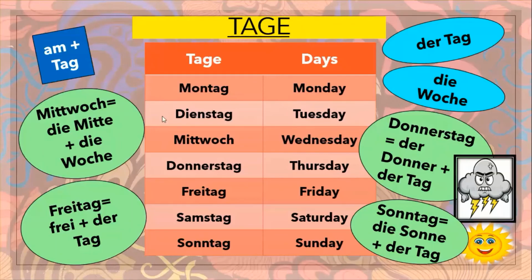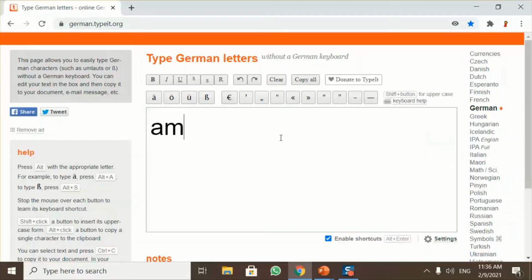And just quickly note that am is actually the short form of the German preposition an combined with the definite article dem. So an combined with dem is shortened in the German language to am. Now an is the actual preposition which means on in this context of the days of the week, but an can have other meanings also.